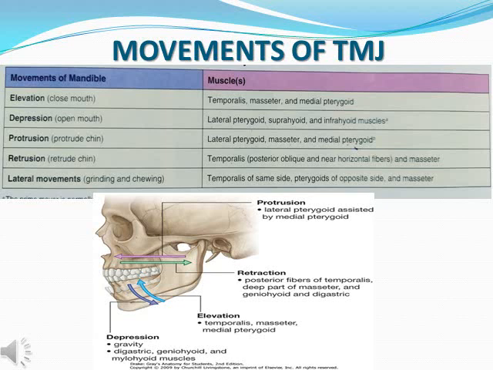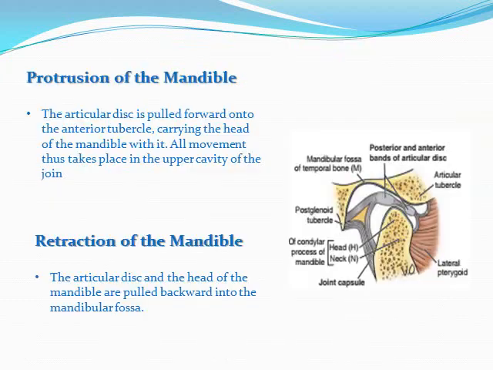Retrusion is the action of temporalis. Its posterior oblique and near horizontal fibers cause retraction, and partly by masseter. Lateral movements, which are grinding and chewing movements, are the action of temporalis.